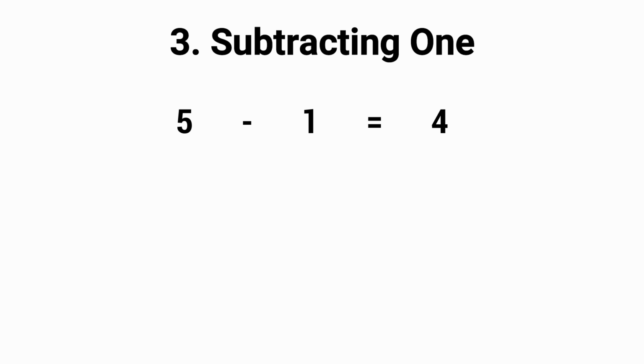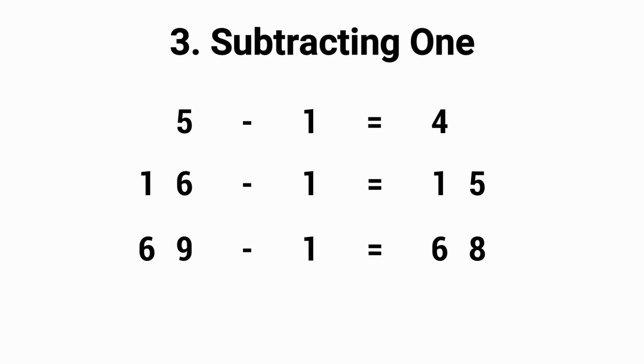Similarly, if I have 16 toffees and I gave 1 to my friend, 15 toffees are left with me. Or we can say 16 minus 1 is equal to 15, because 15 is the number that comes just before the given number, that is 16. So 16 minus 1 is equal to 15. Similarly, 69 minus 1 is equal to 68, because 68 comes just before 69.